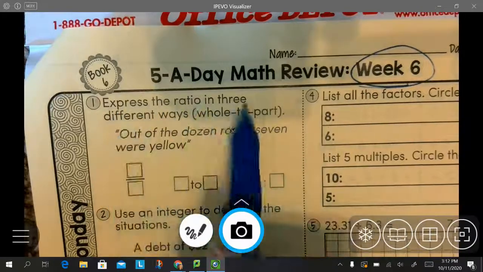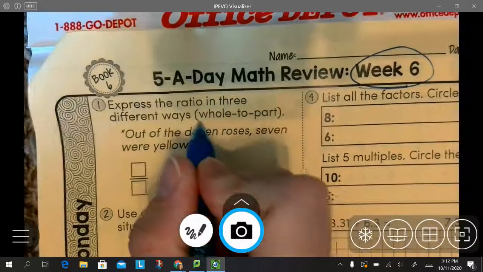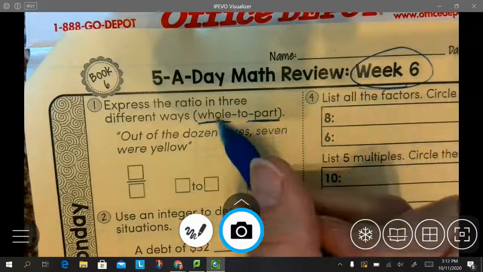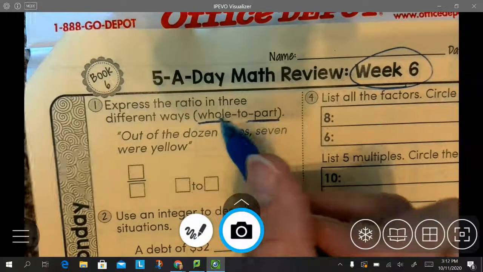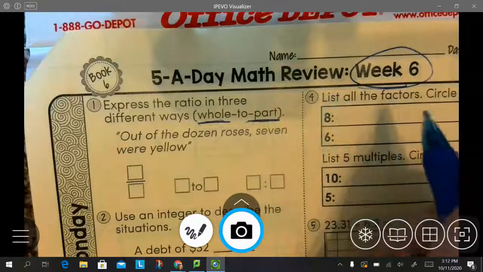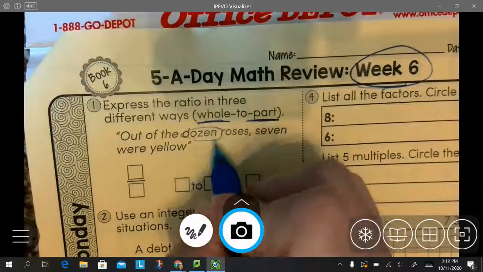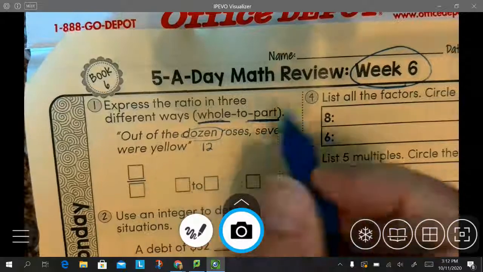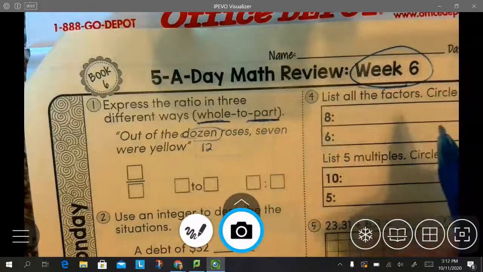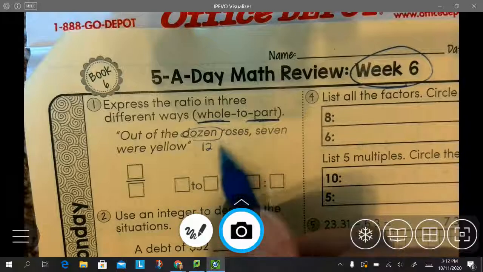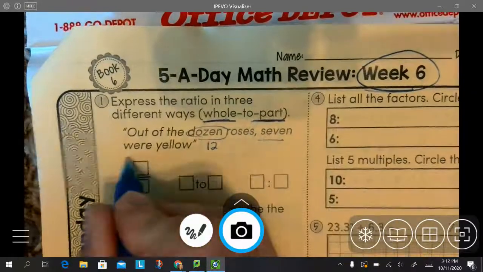It says express the ratio in 3 different ways, and they want a ratio that is whole to part. So the whole, you want to think of the total to the part or the portion, okay? So out of the dozen roses, and a dozen, if you don't know, is 12. And that's okay if you don't know. Don't worry about it, because I just told you. Okay, so out of the dozen roses, which is 12, 7 were yellow.